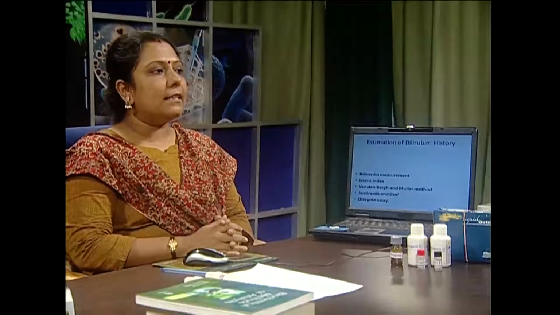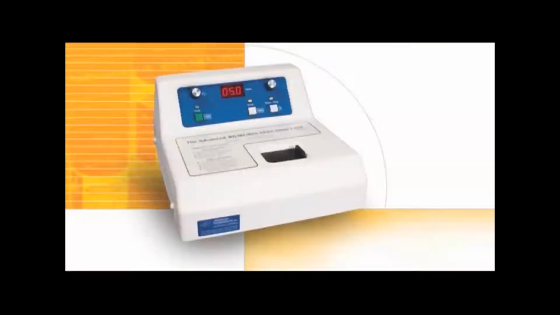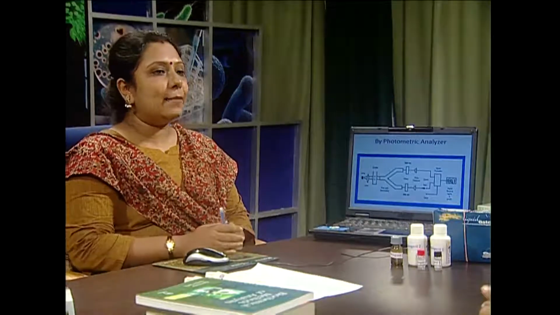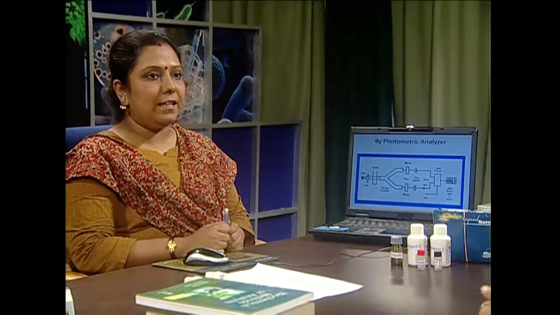Now, based upon the colorimetric method, a photometric analyzer was devised, where the azobilirubin color can be measured in the BR2 model. Within the cuvette, the sample is taken where the direct bilirubin along with oxyhemoglobin and azobilirubin is present. Light is passed through the solution, monochromatic light, by beam splitter. It is split into 454 nanometer and 540 nanometer. At the acidic pH, only azobilirubin will have the absorption.